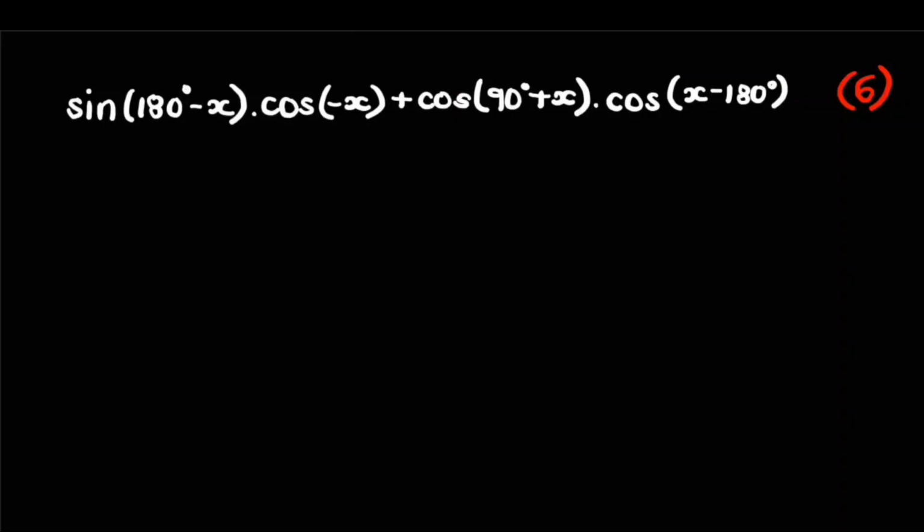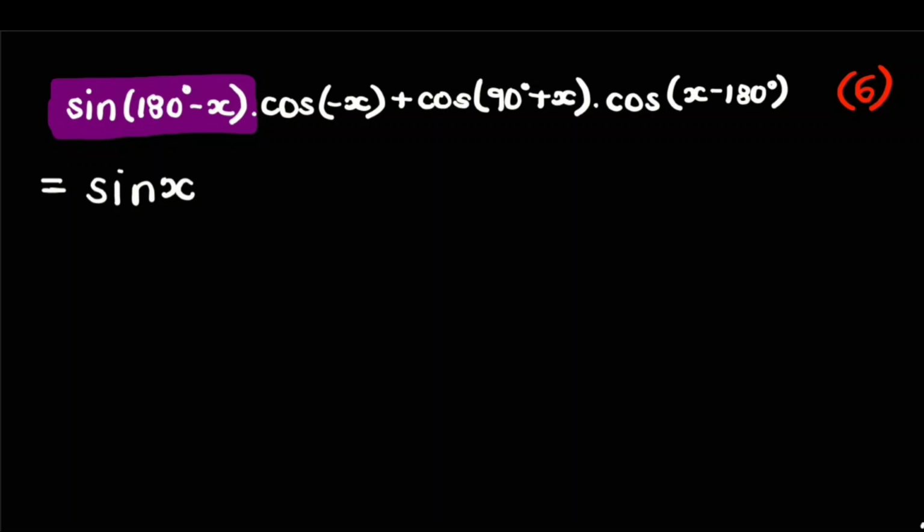This is now our question 2. It is for 6 marks. We're going to start off by working with sine of 180 minus x. Now, 180 minus lies in the second quadrant where sine is positive, so that reduces to positive sine x.